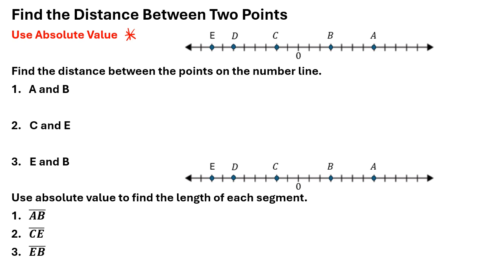We start from the first part. Find the distance between the points on the number line. This first part would require us to just do it by counting because they did not tell us to use absolute value. So we can just do it by counting. All right, so let's go.